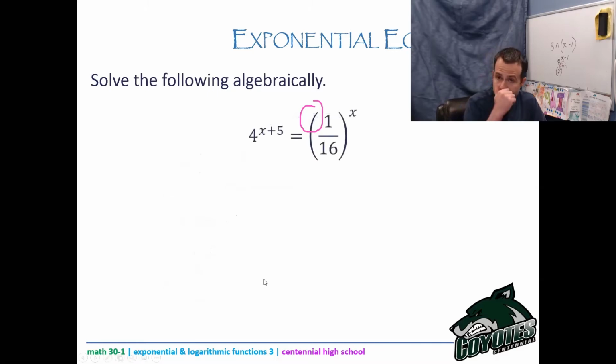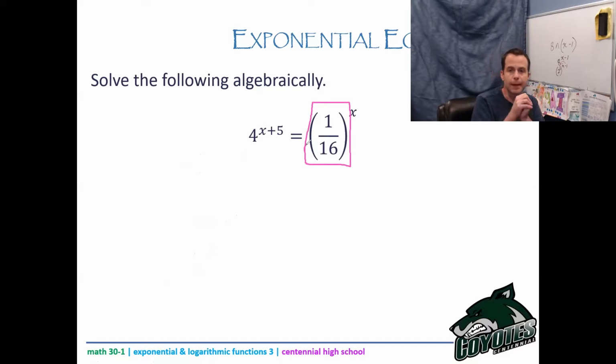And that's what we're always trying to figure out when we're trying to solve an equation. Okay, so the second one, just like the second one we did with graphing, we're looking at 4 to the x plus 5 equals 1 over 16 to the x. So I'm going to take a look at this 1 over 16, and I'm going to say, okay, can I make that be 4 to the something?